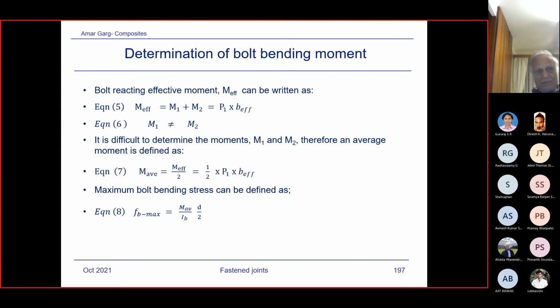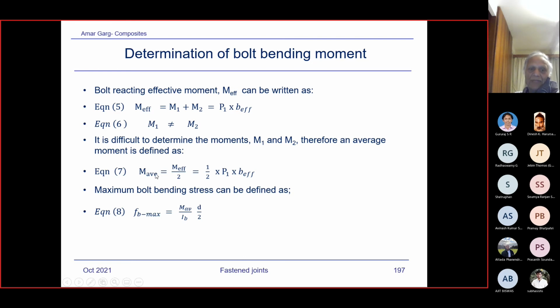So based on that, the bolt reacting bending effective moment M effective can be written as M effective equal to M1 plus M2, which is equal to P1 B effective. M1 is not equal to M2 generally, depending upon the collar and head type. It is difficult to determine the moment M1, M2, therefore an average moment is considered. M average, M by 2, this is. So FB max is this one, essentially.